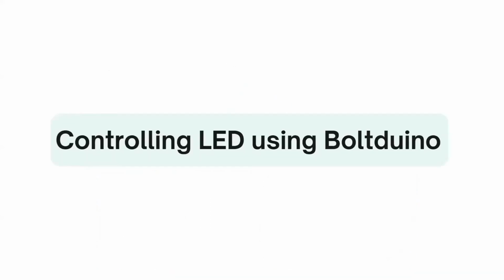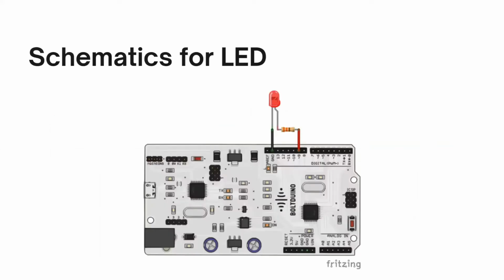So let's move to our first project, that is controlling an LED using Arduino. For beginners, it is a very basic project that they need to build to get the concepts of Arduino, right? This is how you can connect an LED to any of the Arduino boards. The longer leg of the LED is always connected to a digital pin and the shorter leg is always connected to ground, whether it is any of the boards.